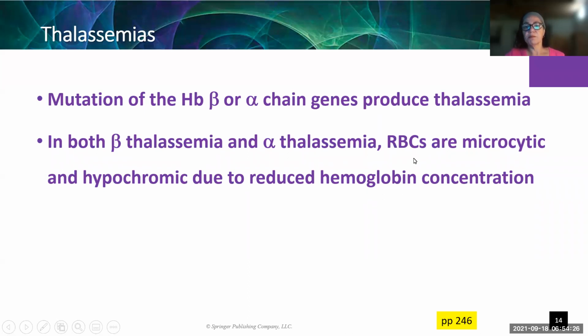In both of them, the red blood cells are microcytic. They're small, hypochromic, they're pale due to the reduced hemoglobin concentrations. These are treatable. The patient sometimes needs transfusions, but if you are aware that the patient has this problem, it can be treated. We don't have a fix for it yet. And the same with hemoglobin S. There are genetic therapies that are being attempted.